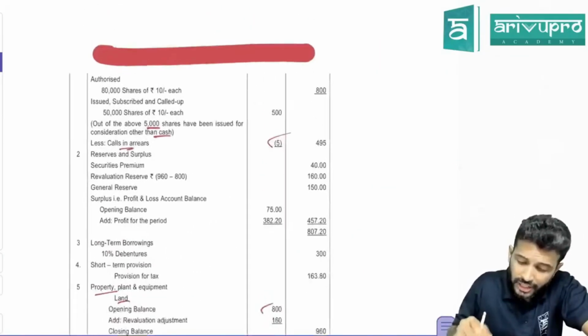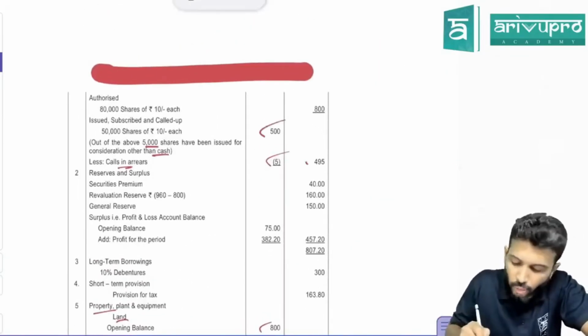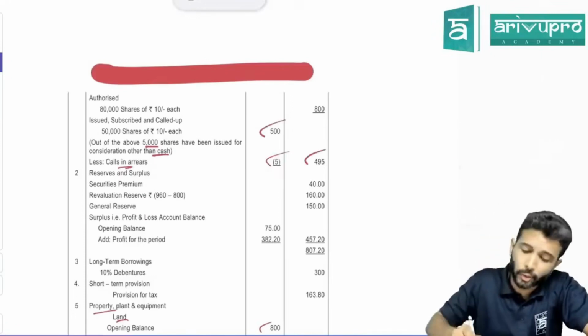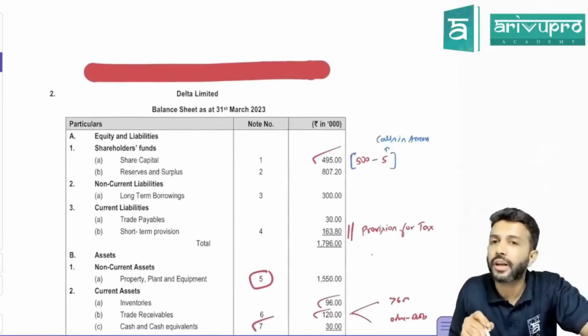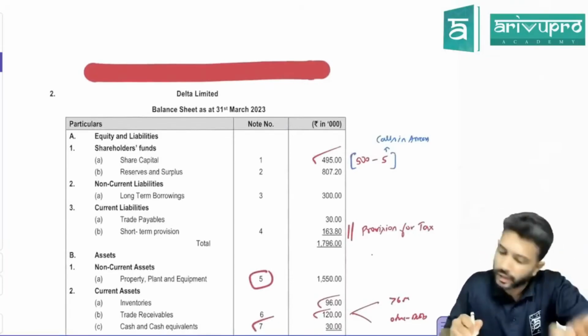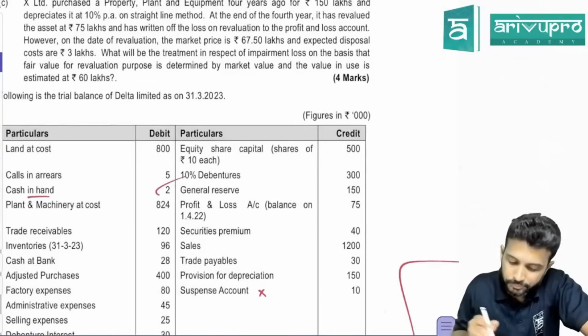Come to note number 1. Share capital is 500. You deducted calls in arrears. So what is the final value? 495. 495 will come in the balance sheet. Yeah, check. They've shown 495 in the main balance sheet. Yes, after deducting calls in arrears. What is the next component?